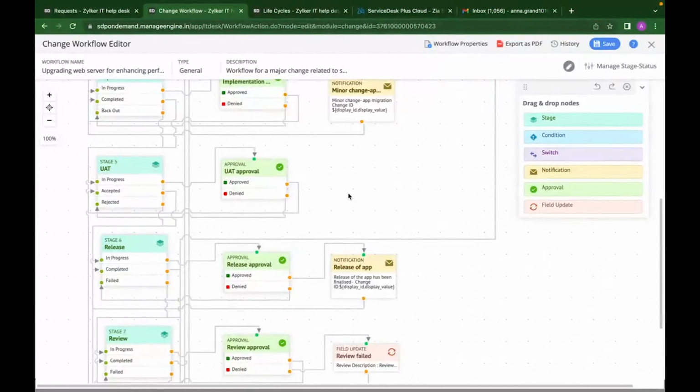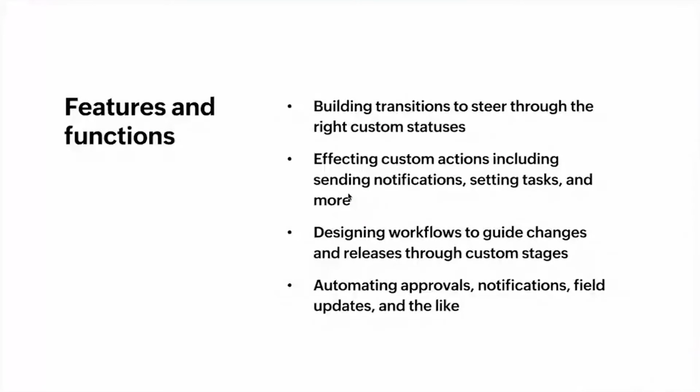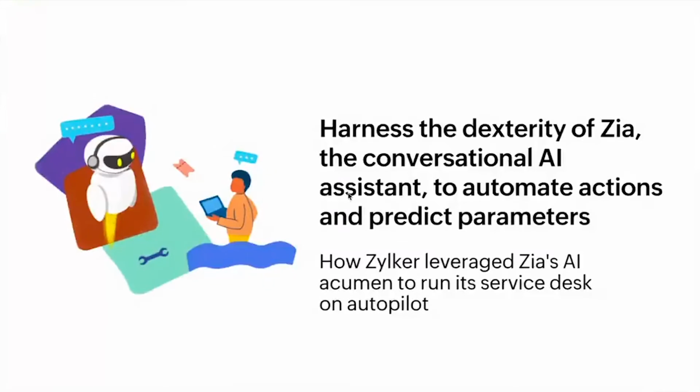Coming back, we saw how Zilker was able to streamline different ITSM practices by constructing visual workflows, life cycles, and performing different actions like creating tasks, sending out notifications, performing automated approvals, and so on. And next up, we have the AI capabilities of Zia. Right from the beginning of today's session, we saw that Zilker was overwhelmed with a lot of inefficiencies. It was unable to classify their tickets, it could not assign the tickets to the right technicians, and just now we saw that Zilker was unable to streamline any of their ITSM practices, right?